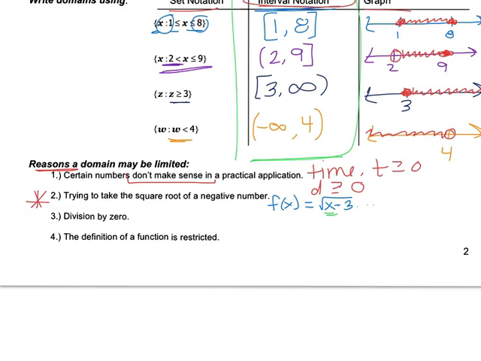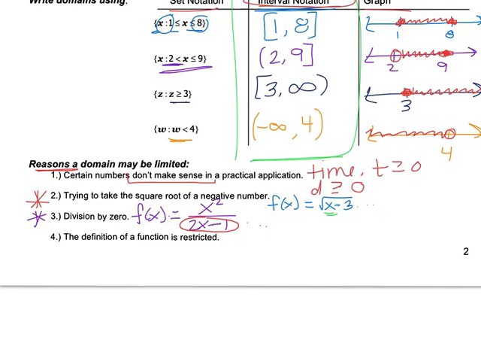Another big one that you need to keep your eye out for would be when you have division in a function. So any rational functions, meaning you've got a division bar. So for example, if I have a function that looks like this, x squared divided by 2x minus 1, you can't divide by 0. It's an undefined function. So this cannot be 0. So we'd have to solve for when x made that 0 and limit the domain in that way.